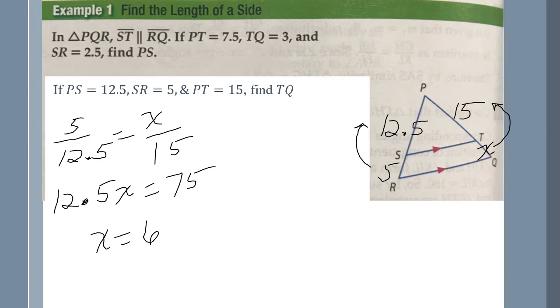Okay, and we could have done that the other way too, right? We could have done this, let's say, from right to left, right? X over 5 is equal to 15 over 12.5? And then once you cross multiply, you still end up with the same thing here and the same answer down here.